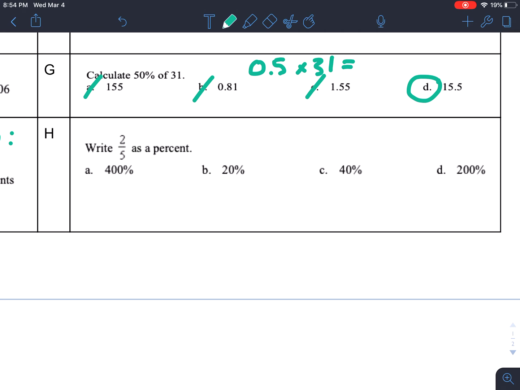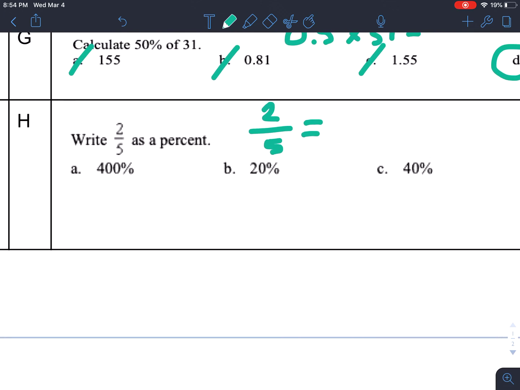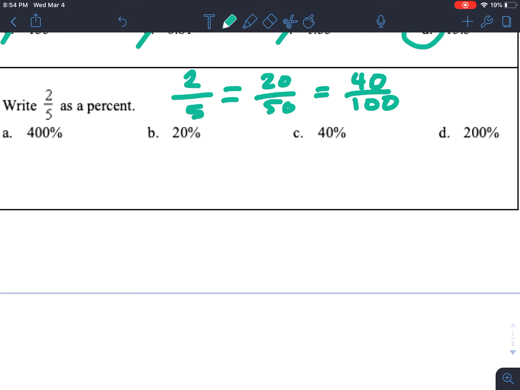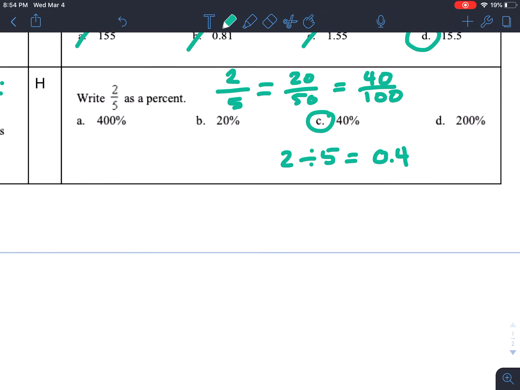And then write 2/5 as a percent. A couple ways you can do this. You can either write 2/5 as equivalent fractions. So 2/5 is like 20 over 50 or 40 over 100. Okay, so you could do that. Or you can put in your calculator 2 divided by 5. And in your calculator, as a decimal, you would get 0.4, which is 40%. Oh, so there we go. We got one that is C.